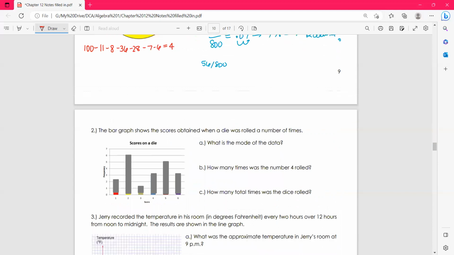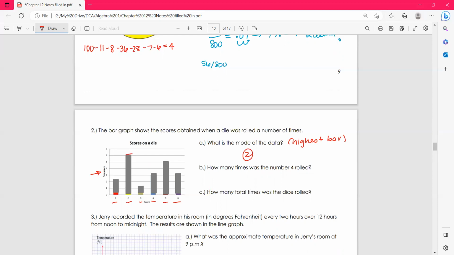The bar graph shows the scores obtained when a die was rolled a number of times. So notice I roll a die. We've got the number 1, 2, 3, 4, 5, 6. These are topics, right? If I roll a 6, how many times? And that's what this is: the frequency I rolled a 6, or the frequency I rolled a 2. What is the mode of the data? What we need to do to find the mode is find the one that occurs most often, and that's the highest bar. The one that occurred most often, that's a 2.